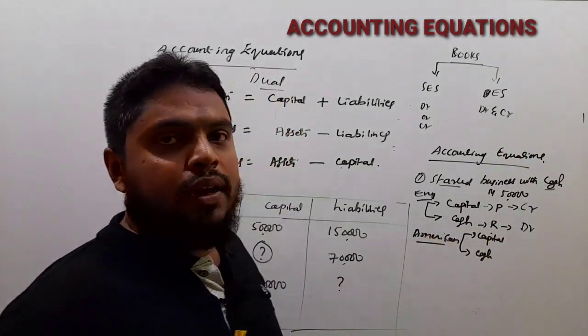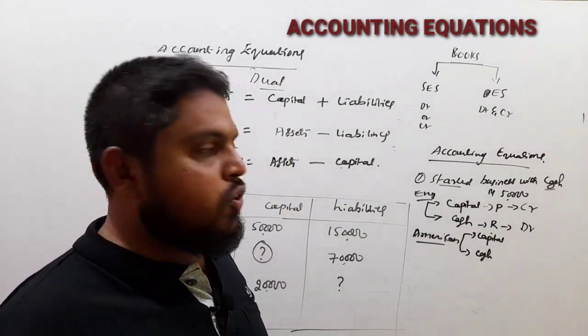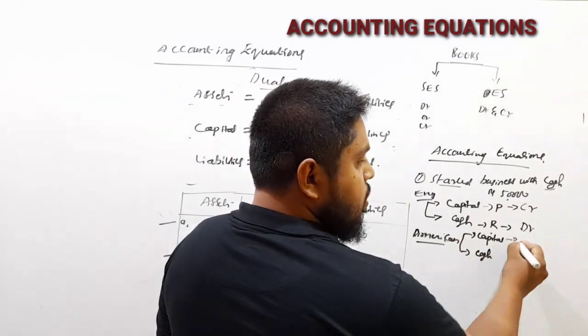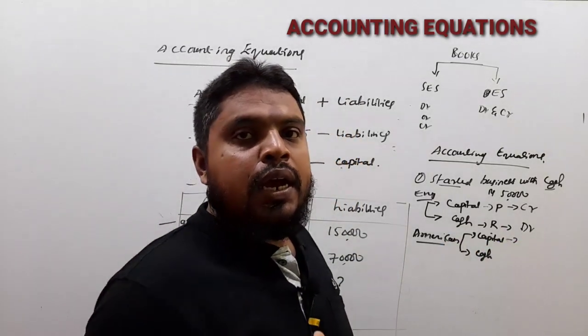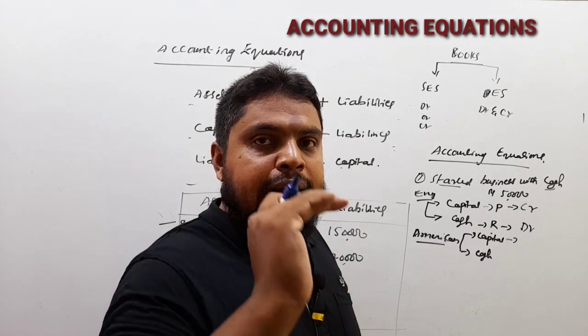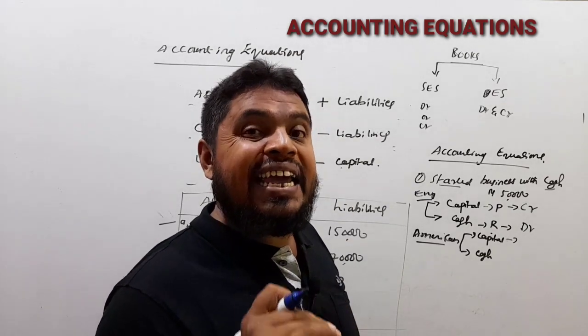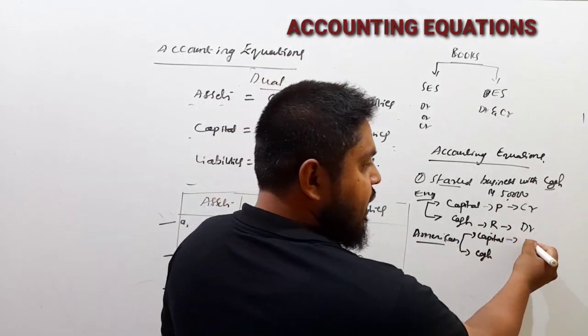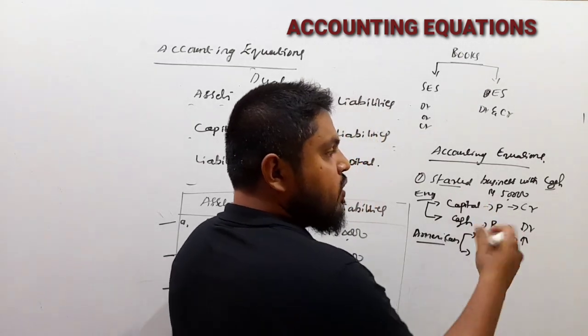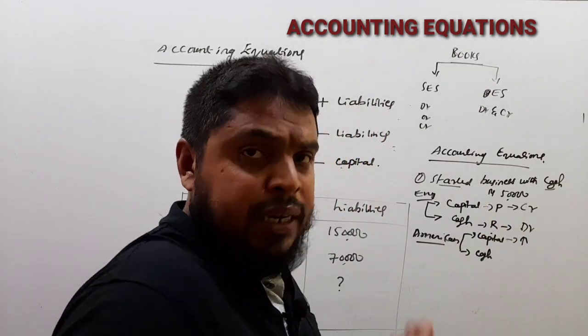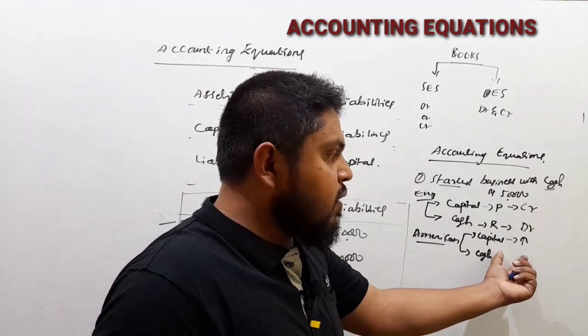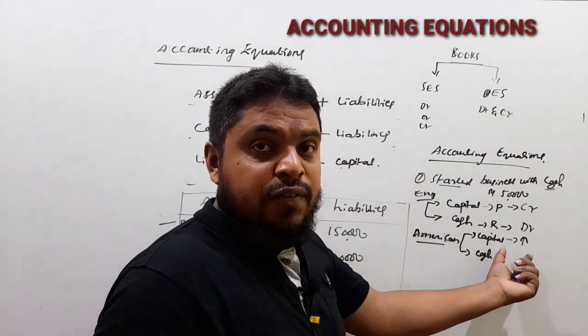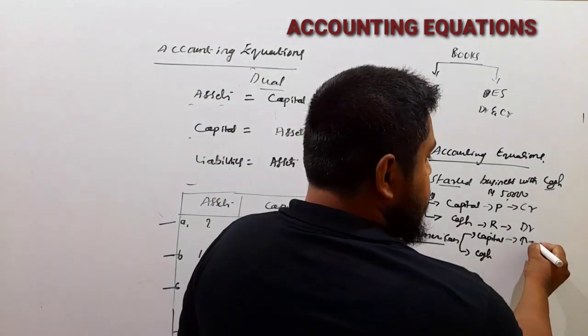Now capital, so the increase and decrease rules. Capital rules: debit decreases, credit increases. So capital is increasing here. The owner is starting the business, so capital is always increasing. So if it increases, this is the credit side.